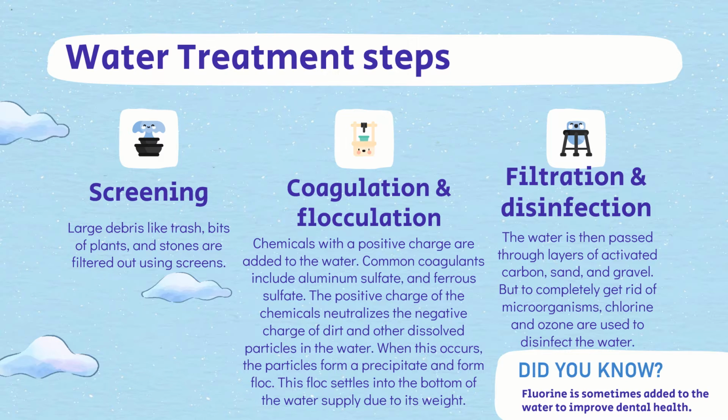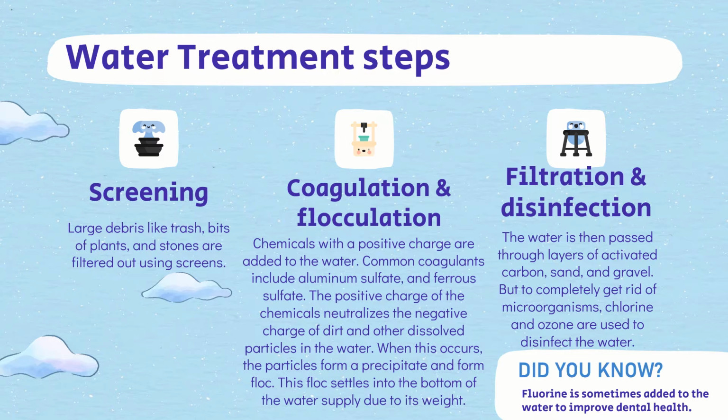Later on, coagulation and flocculation takes place, where chemicals with a positive charge are added to water. Common coagulants include aluminum sulfate and ferrous sulfate. The positive charge of these chemicals neutralizes the negative charge of dirt and other dissolved particles in water. When this occurs, the particles form a precipitate and form floc. Floc settles into the bottom of the water supply due to its weight.